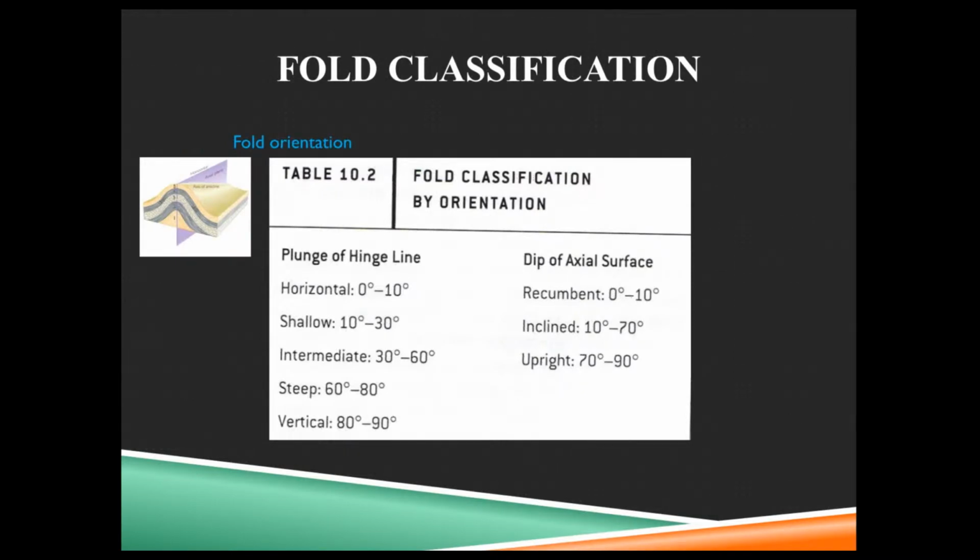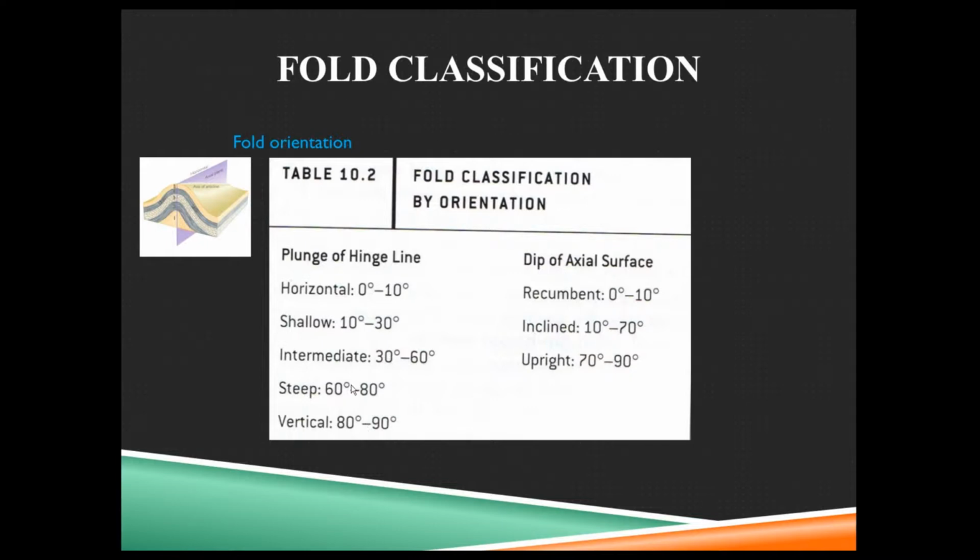Now, fold classification, the fold orientation. You can see here, this fold is plunging. It is not horizontal. So the hinge line is not horizontal. It is plunging down into the ground. The plunge of the hinge line can be at any angle from 0 to 90 degrees, 90 being straight down into the ground, 0 being the hinge line is horizontal.